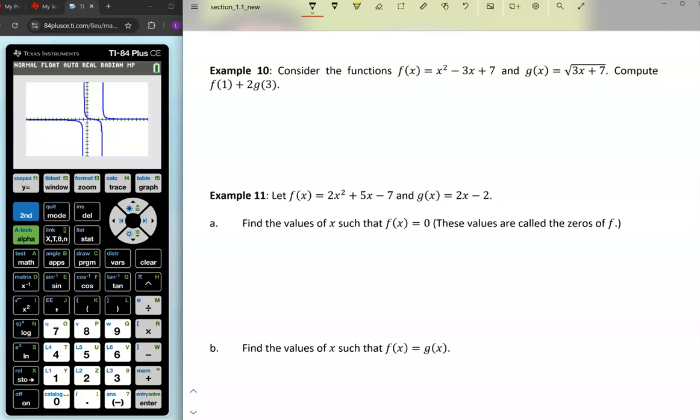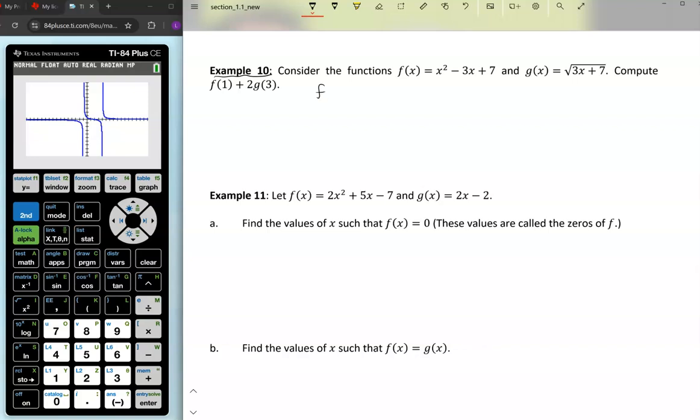All right. Let's take a look at example 10. And then we'll end the video with example 10 and pick up on the next one with example 11. So in example 10, we're to consider these functions and we're to compute this expression. So this is when we're taking values and plugging into two separate functions, getting the y values from those substitutions, and then adding the y values together.